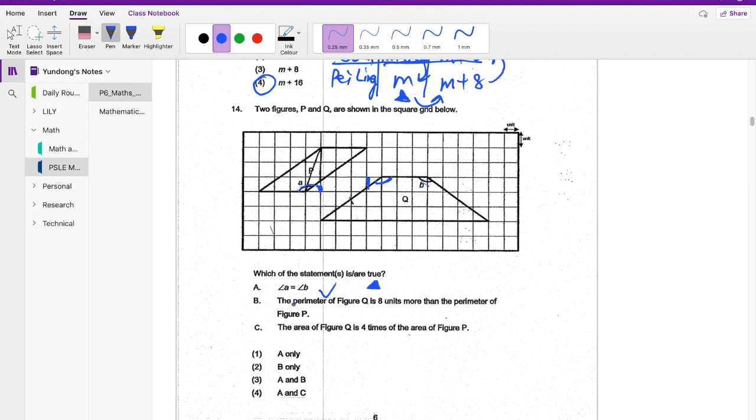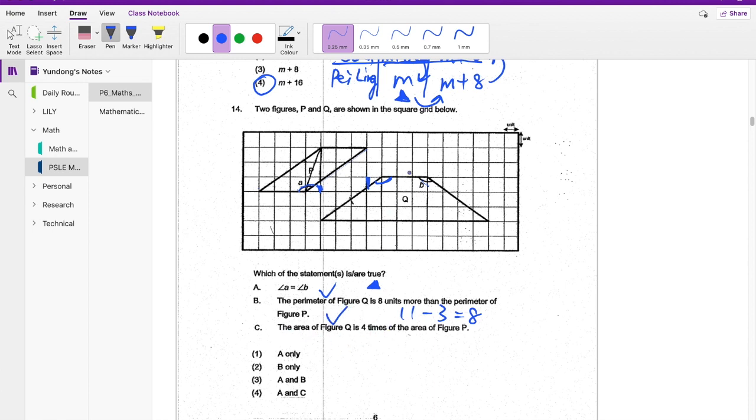The second one says the perimeter of Q is 8 units more than the perimeter of figure P. Perimeter we can count. For this one, this length is the same as this length. This is the same as this. The others, these three: this is 3, here 3, then count here 1, 2, 3, 4, 5, 6, 7, 8, 9, 10, 11. So it's correct because 11 minus 3 equals 8, because the other sides have the same length. So this is also correct.